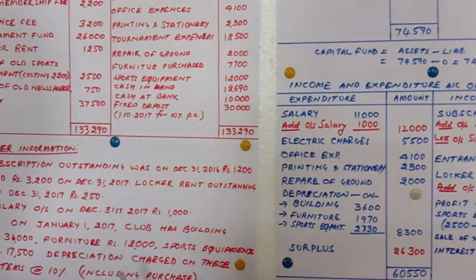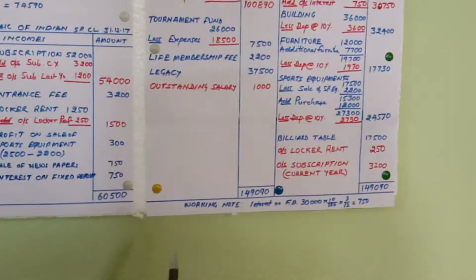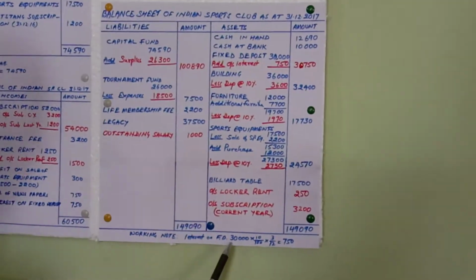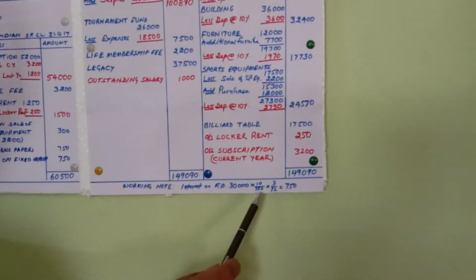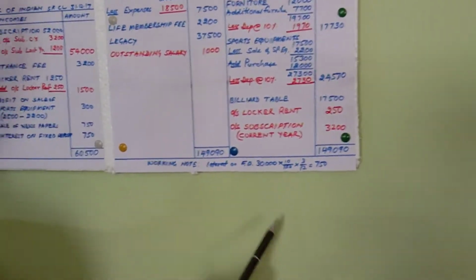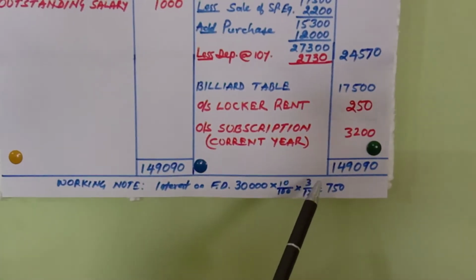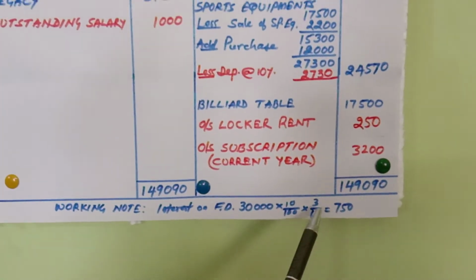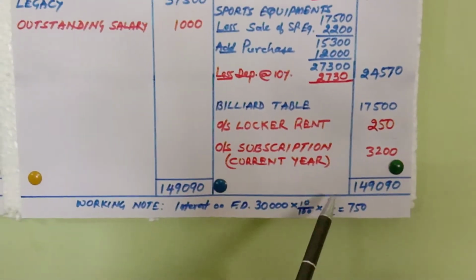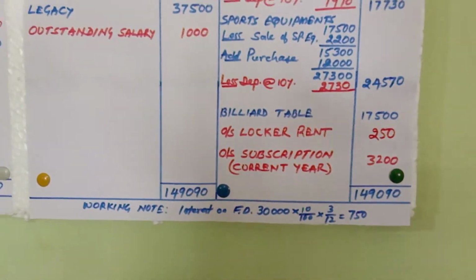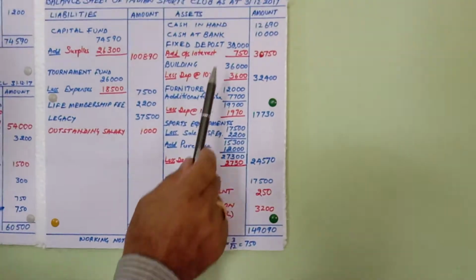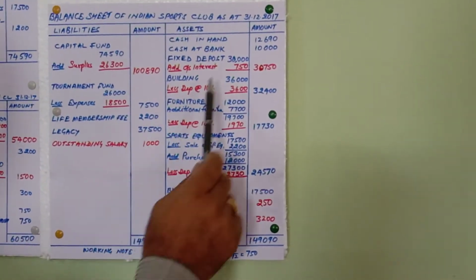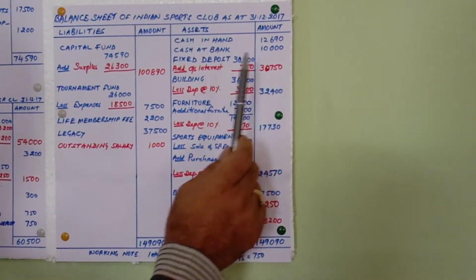So let's see how I have calculated it here for the closing balance sheet. In the working note I am showing interest on fixed deposit: 30,000 into 10 by 100, that is the rate of interest, and then 3 months from that date till the date of the balance sheet. So it is 3 by 12, so 750. Now this I will be adding to the fixed deposit, 750, so the total will come to 30,750.